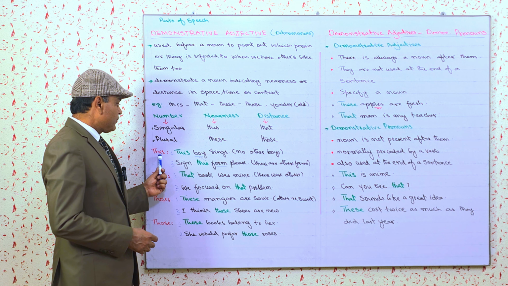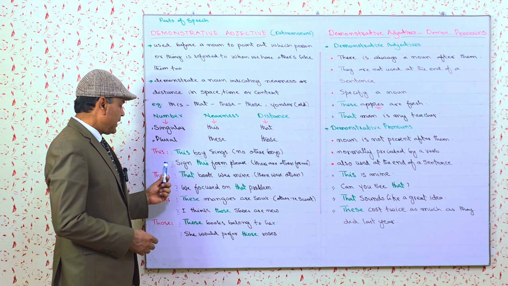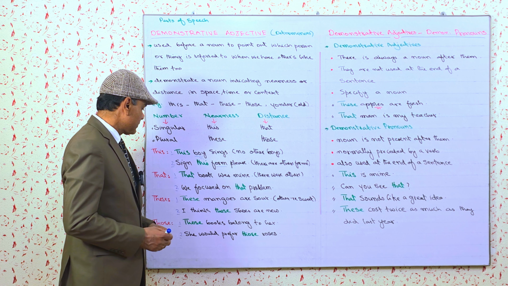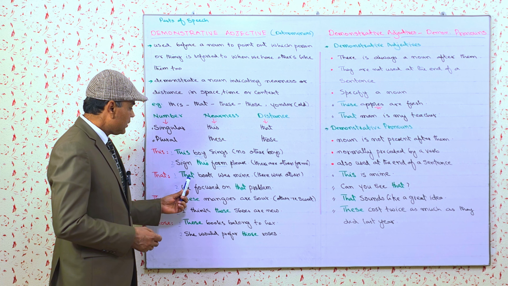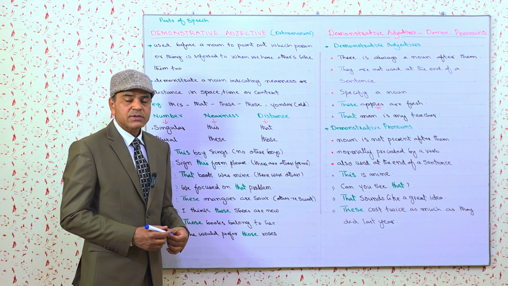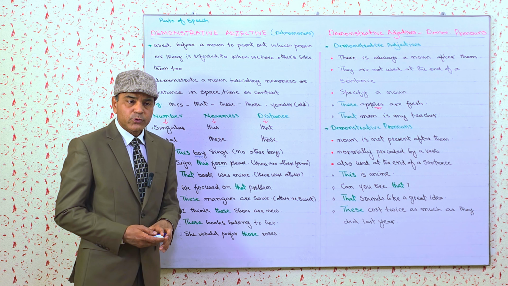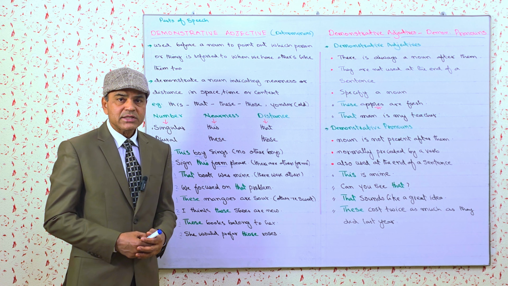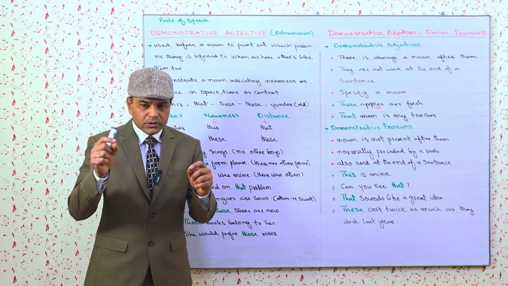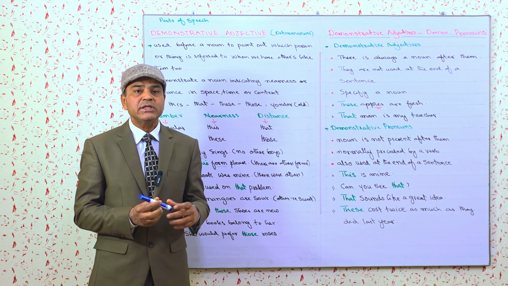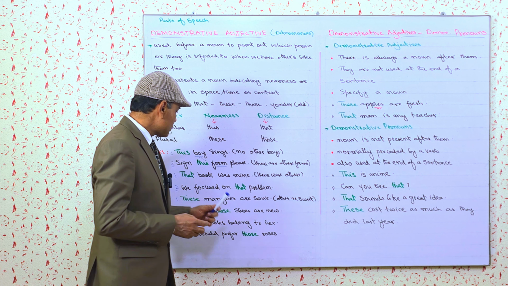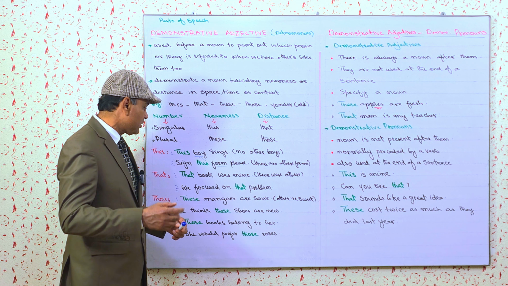So this is the use of this, and that is used for something at a distance and singular, like: that book was mine. It means there were other books, and a person is asking us, I had some books, and then he gave a little description of the books, and he said, yes, that book was mine. So that book was mine means there were other books too.